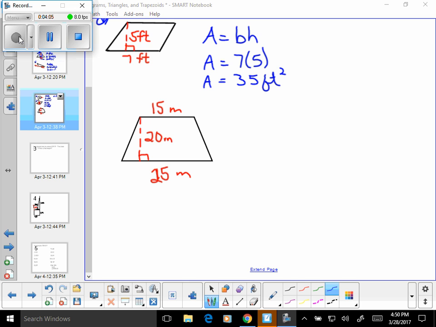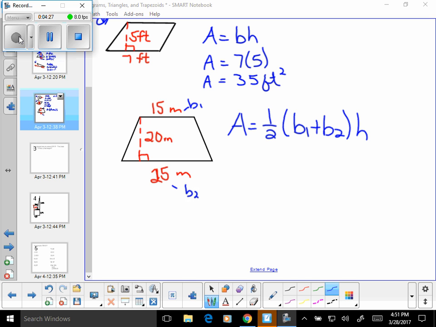Now, I'm only going to show you one trapezoid. This is the formula. It's a little bit more complicated to deal with. 1/2 the sum of the bases times the height. Generally, they're going to call this one B sub 1 and this one B sub 2. B sub 1 is the top one, rather. B sub 2 is the bottom one, usually.